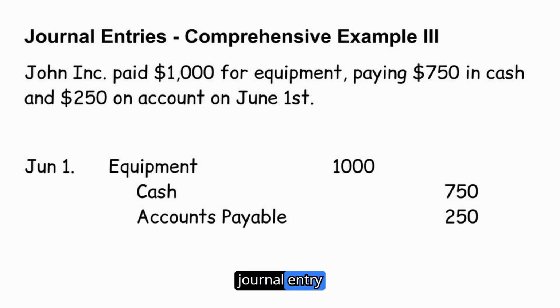Notice that this journal entry, although it incorporates a third account, keeps the same format of the debited account being listed first, followed by the credited accounts under it with an indent. Also notice that the debit and credit sides also balance at $1,000 on each side.